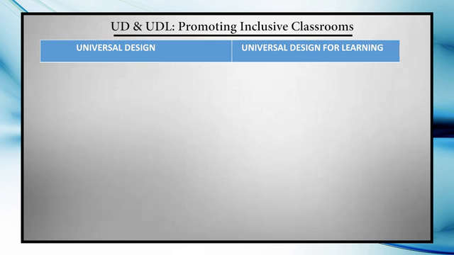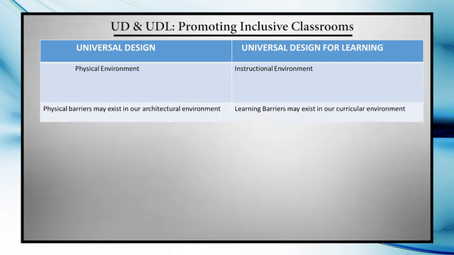This slide provides us a thorough conceptual framework of the two sub-concepts, universal design and universal design for learning. These two key concepts actually promote inclusive classrooms. The left hand side is the universal design, as you can see, and the right hand side denotes the universal design for learning. Universal design beckons for physical environment, whereas UDL beckons for instructional environment. It is the physical barriers which may exist in our architectural environment, and in case of UDL we find learning barriers may exist in our curricular environment.